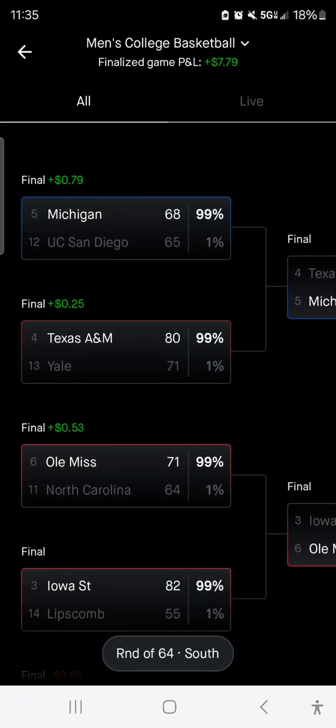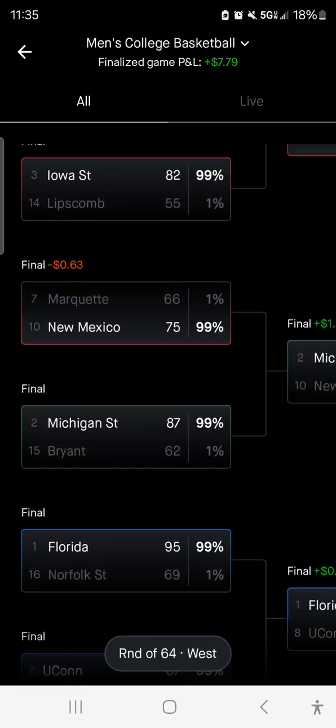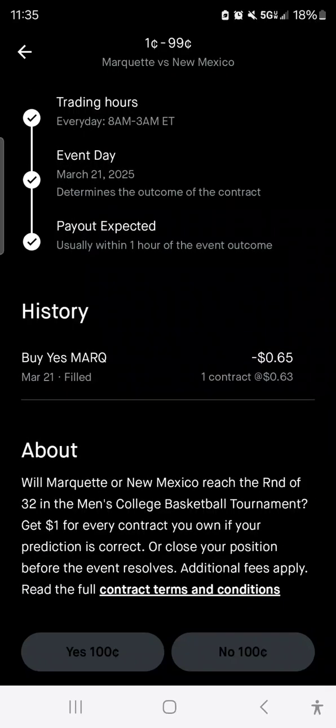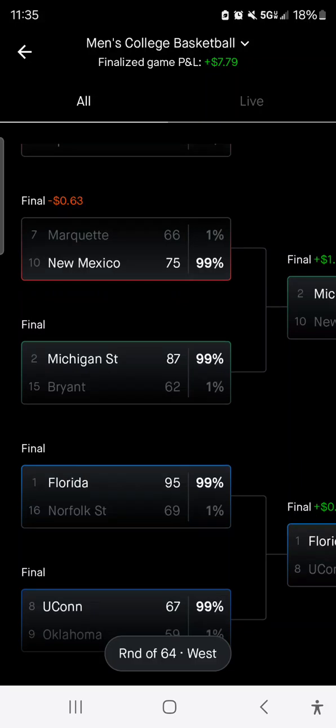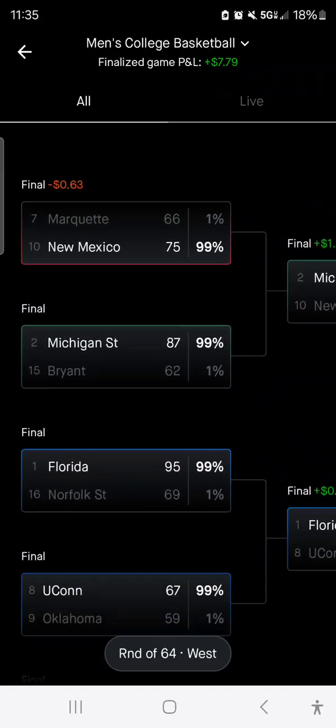So the profit, remember, is a $1 payout. This one I was right. This one I was wrong. The cost was 63 cents, but with Robinhood it'd be 65 because they put 2 cents there. So that's the loss right there.